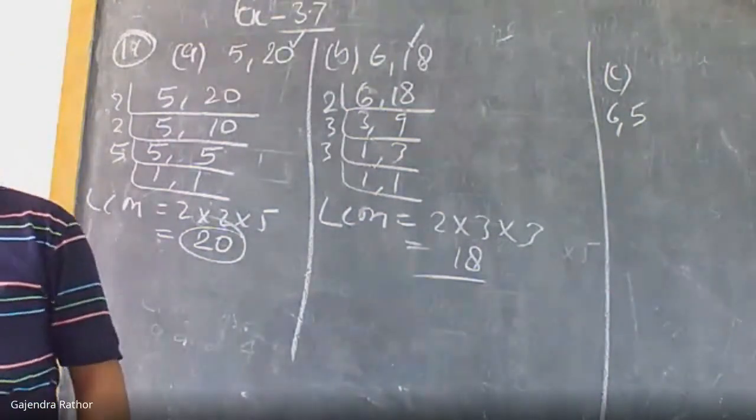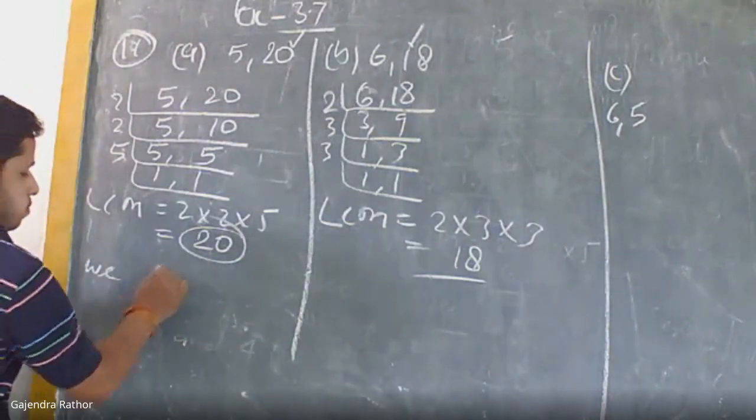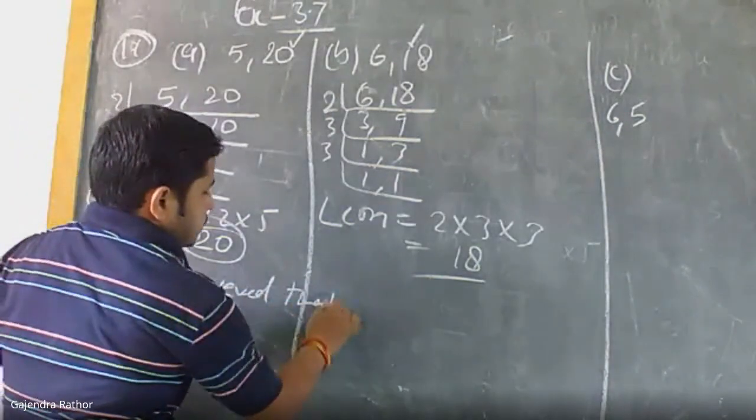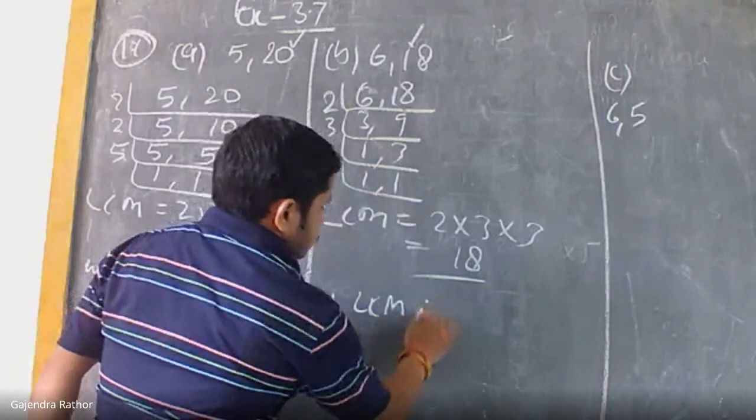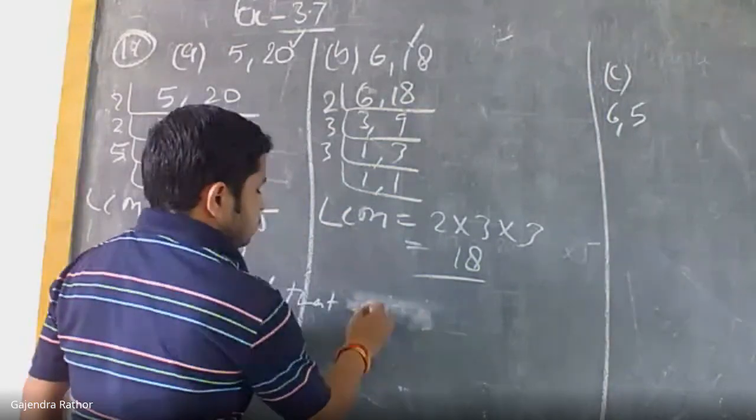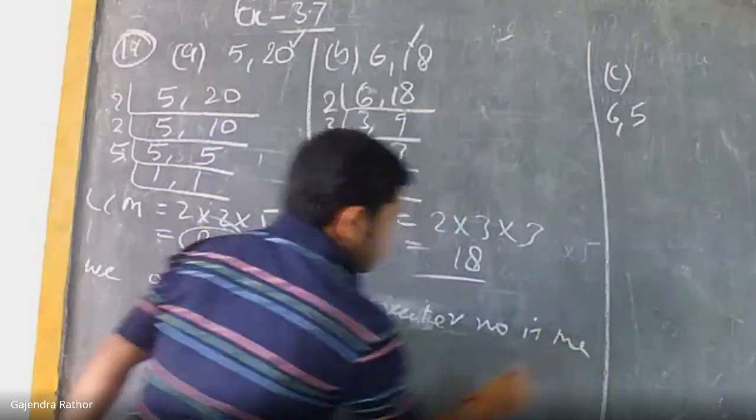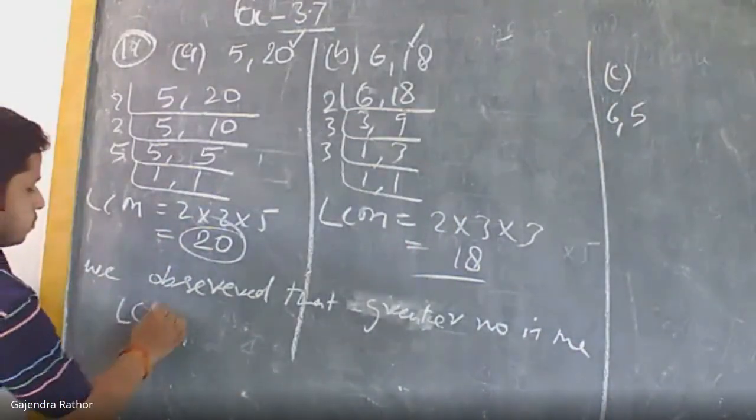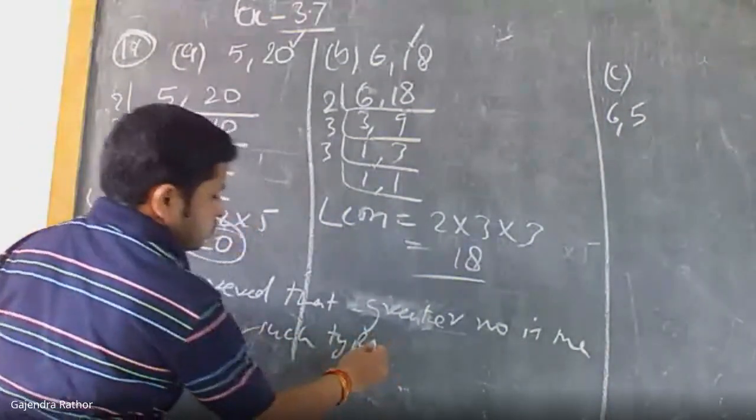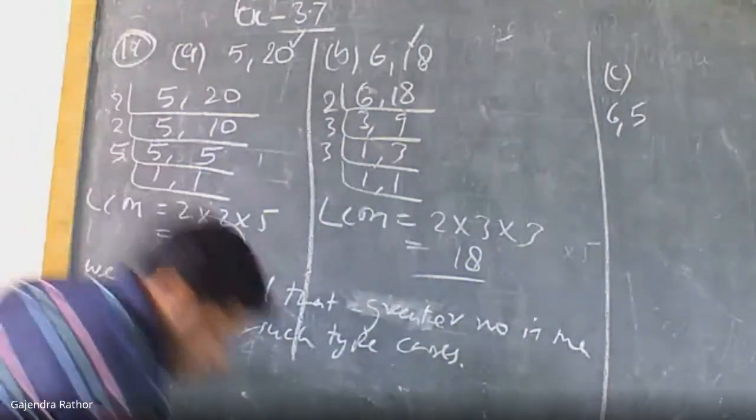Okay. So what will be the final answer? What did we observe? We observe that the greater number is the LCM in such cases. This is our observation.